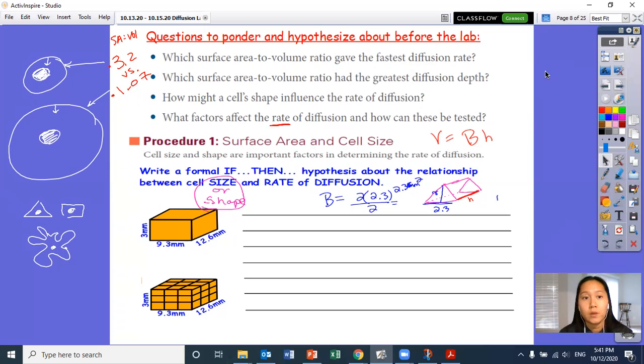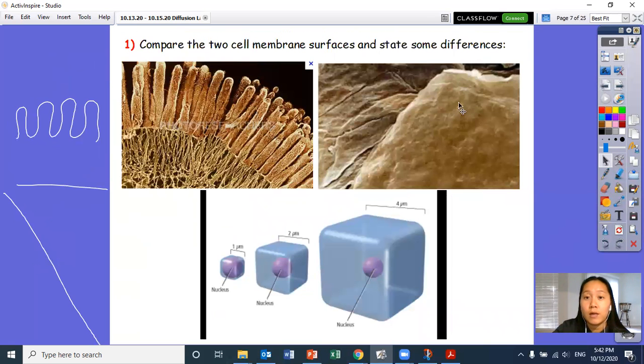Smaller or larger? How might a cell's shape influence the rate of diffusion? That's when I want you to think about these two cells, right? A smooth surface or a surface that has divots and ridges in it.